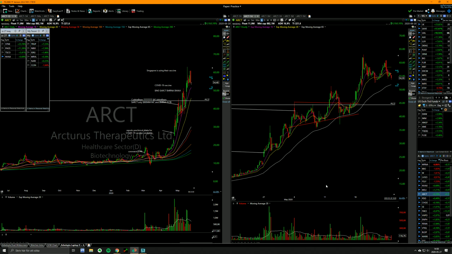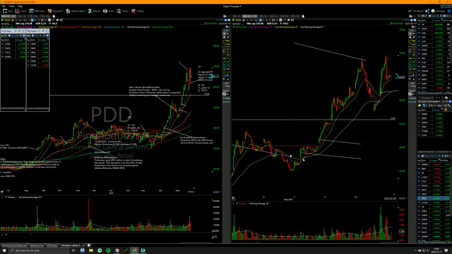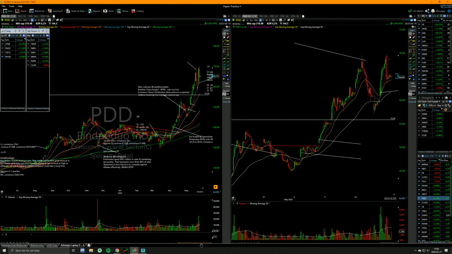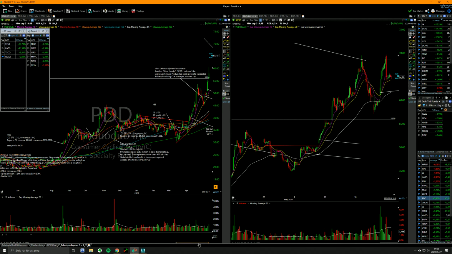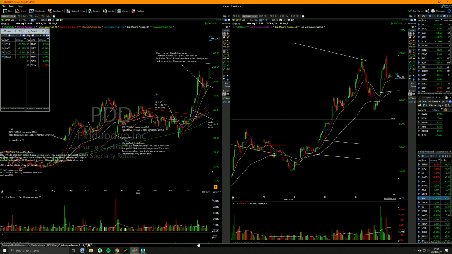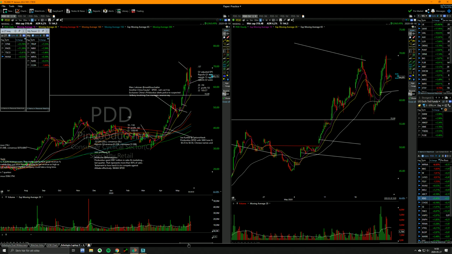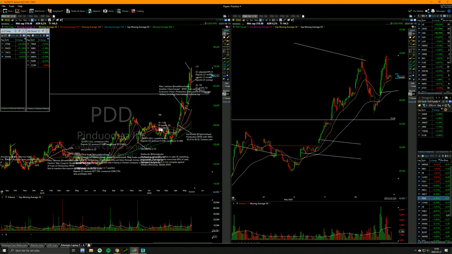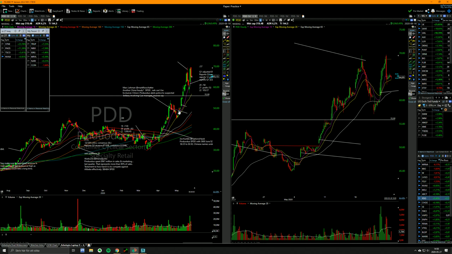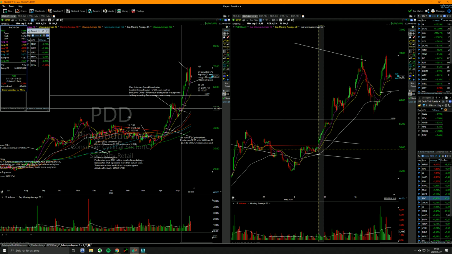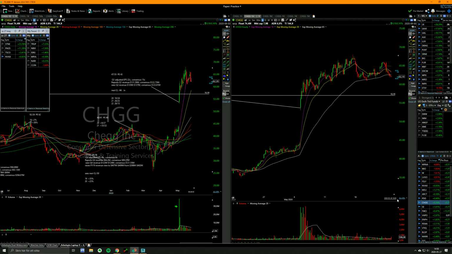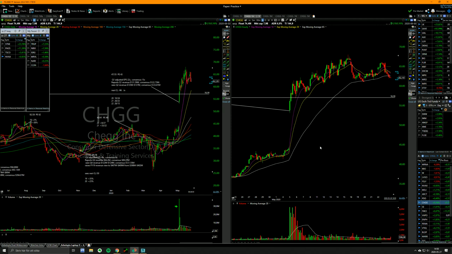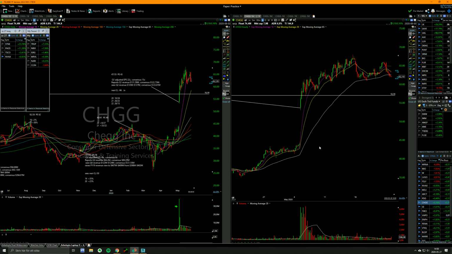This is another type of setup, like high tight flags. PDD, also another high tight flag I bought here. It's a China growth stock, very good earnings numbers. I didn't buy it on the earnings report, but I did buy it when it bounced off the rising 20-day after coming out of a long range, and had a clean breakout here, and it's straight up since.